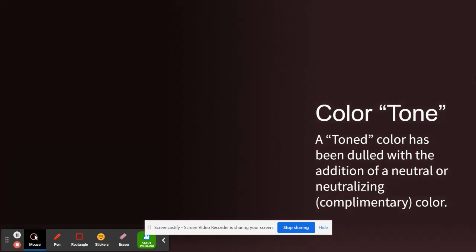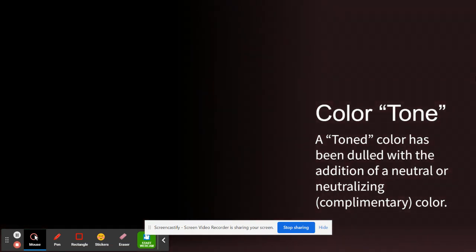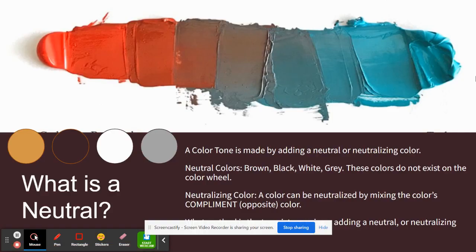Color tone. A toned color has been dulled with the addition of a neutral or neutralizing complementary color. So what is a neutral? A color tone is made by adding a neutral or a neutralizing color. Neutral colors are brown, black, white, and gray. You can see them in those little circles there.